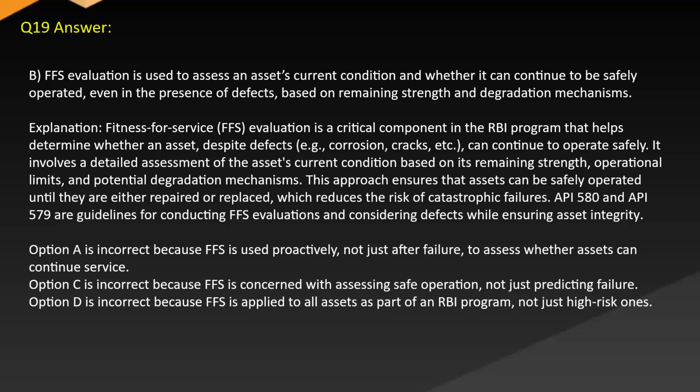It involves a detailed assessment of the asset's current condition based on its remaining strength, operational limits, and potential degradation mechanisms. This approach ensures that assets can be safely operated until they are either repaired or replaced, which reduces the risk of catastrophic failures. API 580 and API 579 are guidelines for conducting FFS evaluations and considering defects while ensuring asset integrity. Option A is incorrect because FFS is used proactively, not just after failure, to assess whether assets can continue in service.